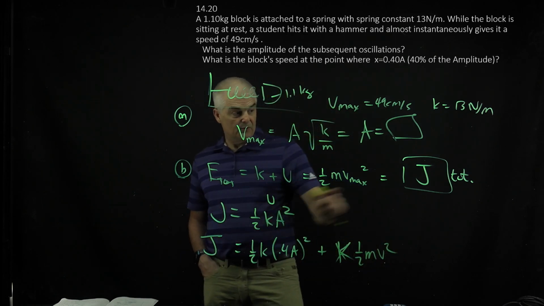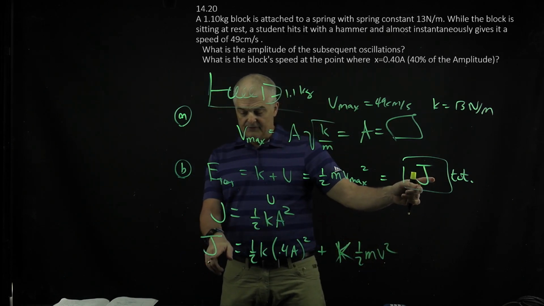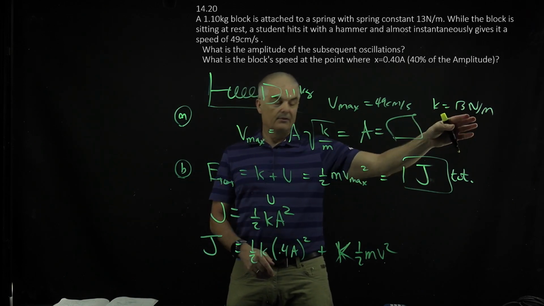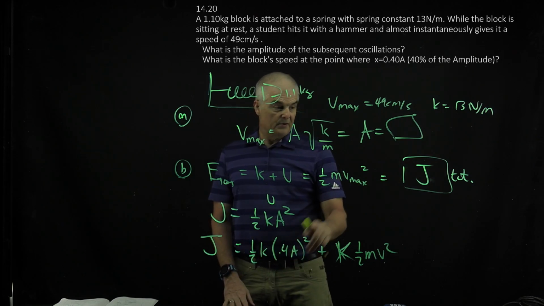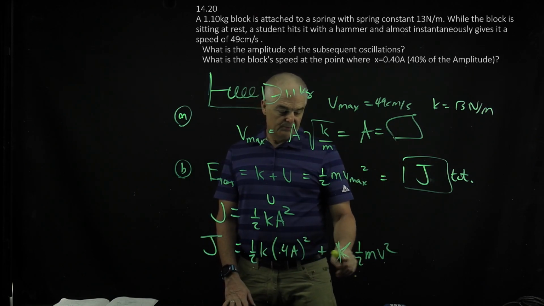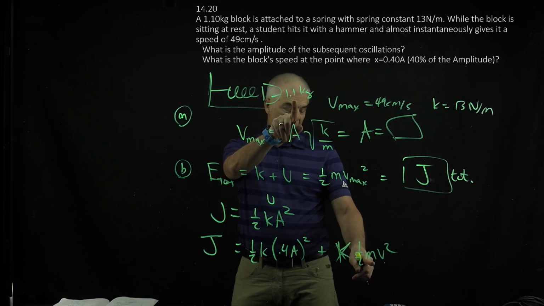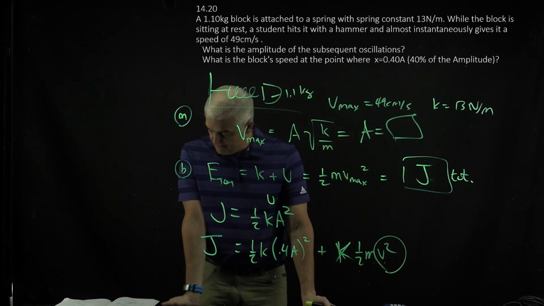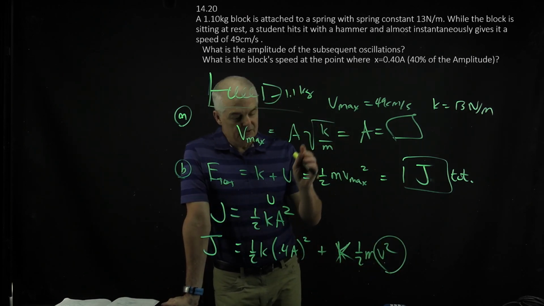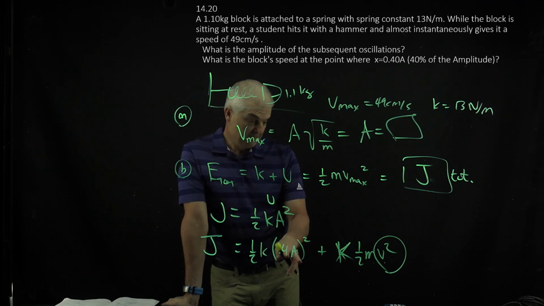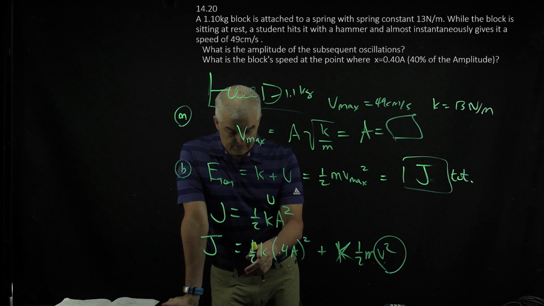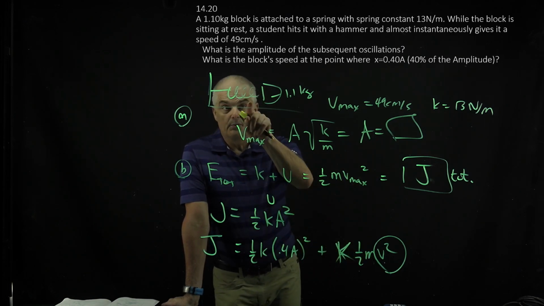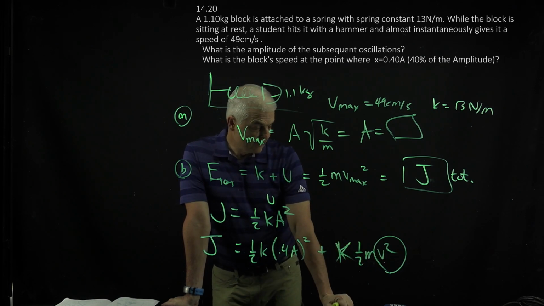So if this J, which is a number, it's not a letter, if I know this number, and I know K is something, 13, right? Times 0.4 times A, you got here, plus 1/2 m, we know the mass is 1.1, and you're solving for V. This is your question: what is the final speed when the displacement is 0.4 A? So J is a number, K is a number you know. A is a number you calculated earlier, right? 1/2 m, 1.1 here, and then V, you're solving for V.